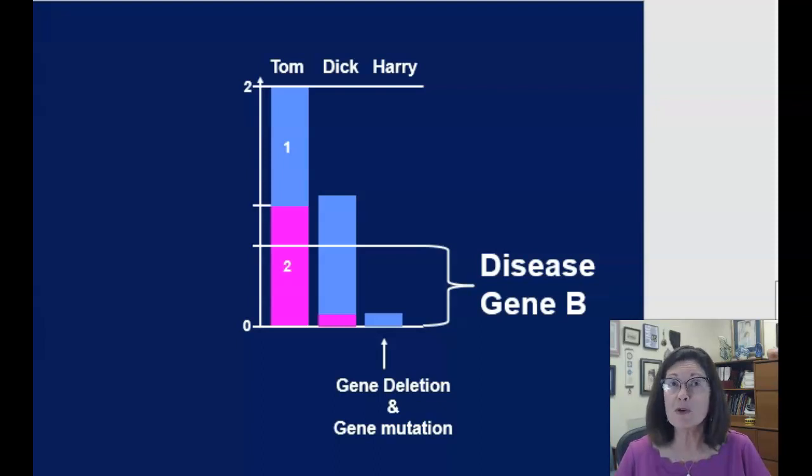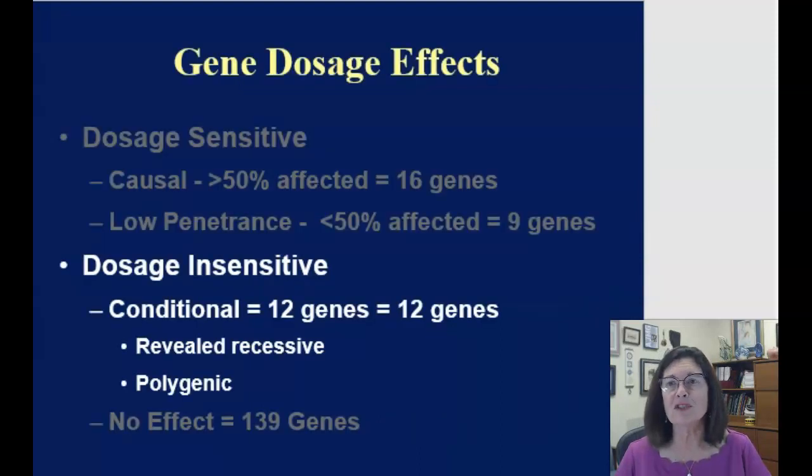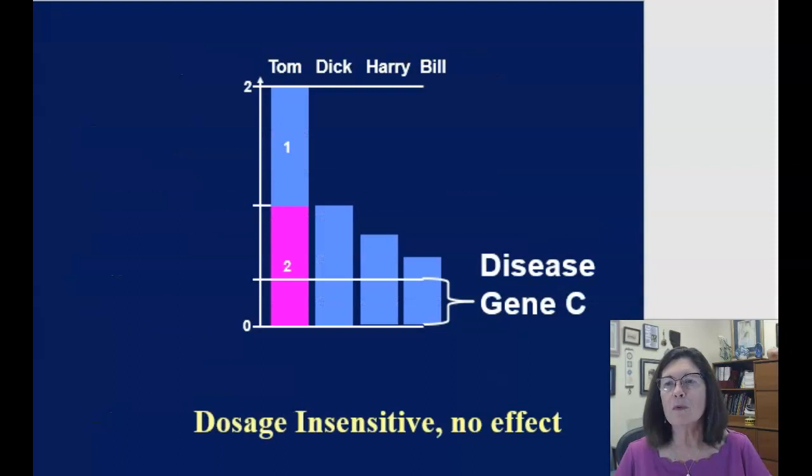But that's why we keep track of this, and that's why we've created this category of dosage insensitive genes that we call conditional, because of this potential for revealed recessive. And then there are the ones that we think about as truly dosage insensitive. In this case, this would be like disease gene C. The bar for having the disease or a disease caused by this is so low that even when Harry and Bill have mutations in their single remaining copy, they don't have the disease.